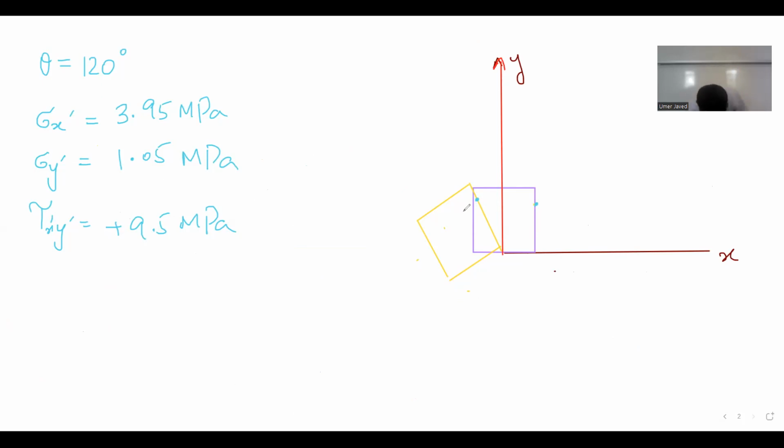By the way, my notes are wrong, I suppose. Anyways, so if this value is coming out to be positive, then I will have to put a positive here, and this one will be clockwise. And then last but not least, stress x prime means 3.95 megapascal positive, and positive value of 1.05 means 9.